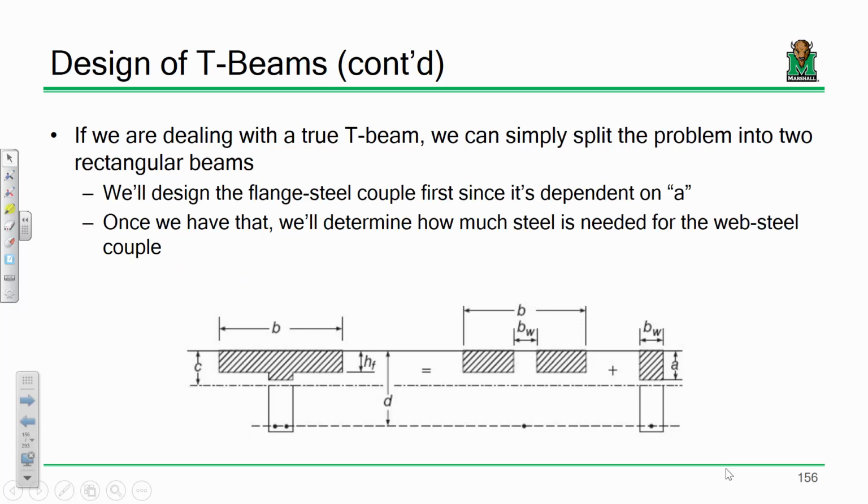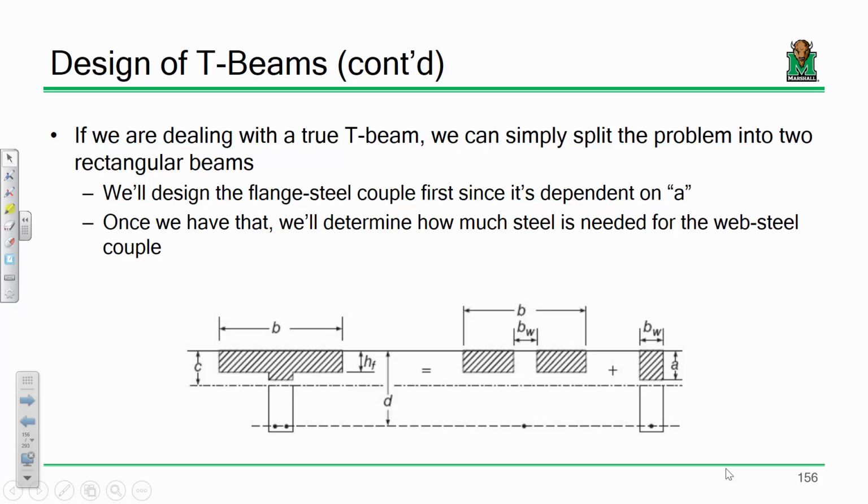Well, let's take a look at these. We can take these two couples and break them down. When we break them down, what we'll find is this: one of them is going to be dependent on a.